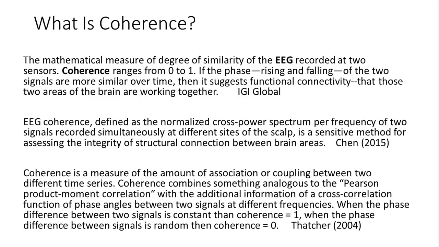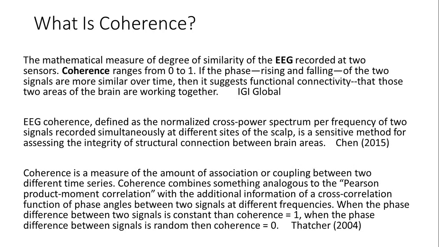A little more sophisticated: EEG coherence, defined as the normalized cross-power spectrum per frequency of two signals recorded simultaneously at different sites of the scalp, is a sensitive method for assessing the integrity of structural connection between brain areas. And that's helpful because it gives us an idea of, well, what might you do with this? Look at the integrity of the structural connectivity between the brain areas. And that's really the key.